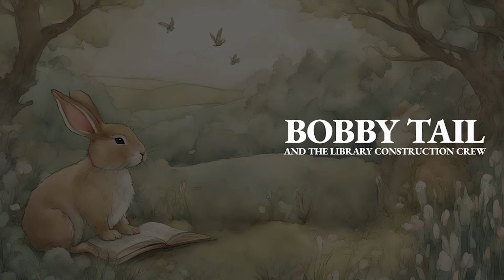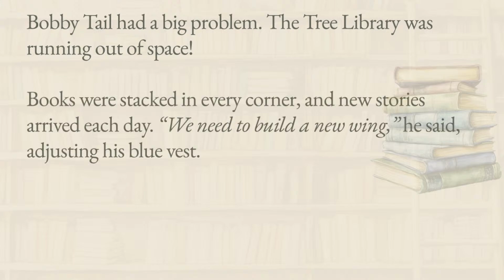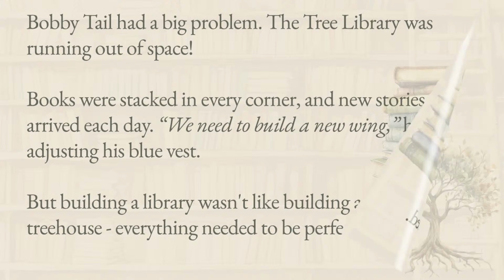Bobby Tail and the Library Construction Crew, read by Katrin Steiner. Bobby Tail had a big problem. The tree library was running out of space. Books were stacked in every corner, and new stories arrived each day. "We need to build a new wing," he said, adjusting his blue vest. But building a library wasn't like building a regular treehouse. Everything needed to be perfectly organized.